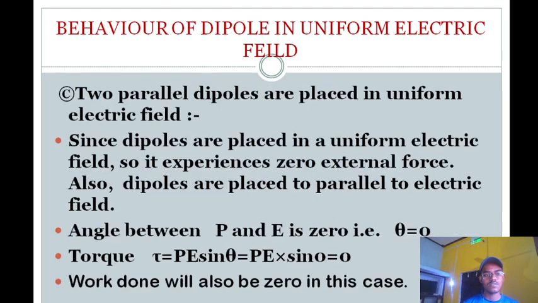C. When two parallel dipoles are placed in uniform electric field. Since dipoles are placed in uniform electric field, it experiences zero electric force. Also, dipoles are placed parallel to electric fields. Hence, the angle between P and E is zero, that is theta equal to zero. So, torque T equal to P sin theta will be equal to zero. Here, work done will also be equal to zero in this case.